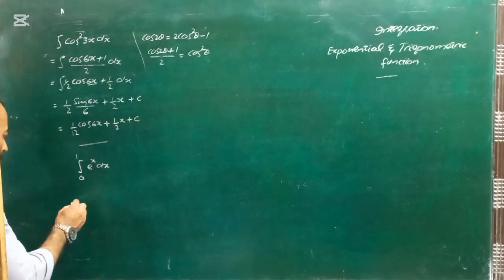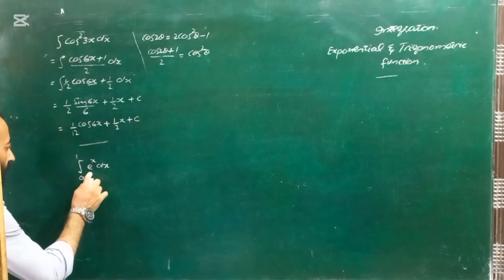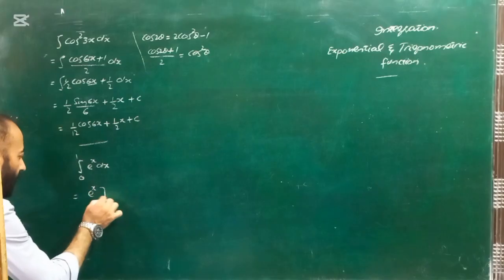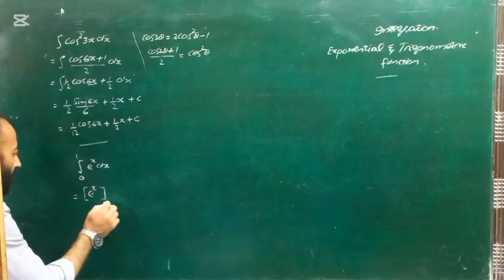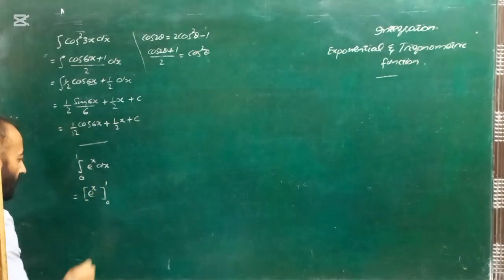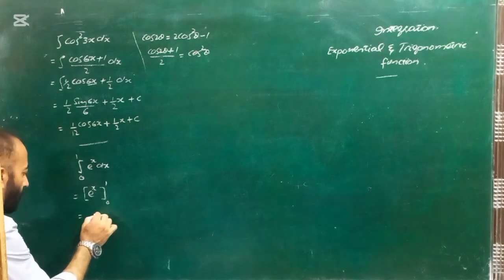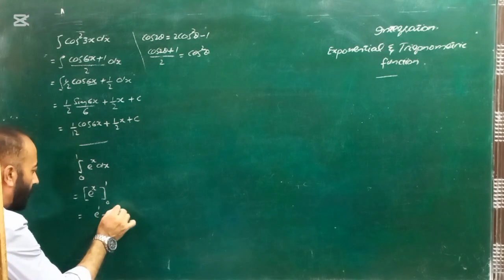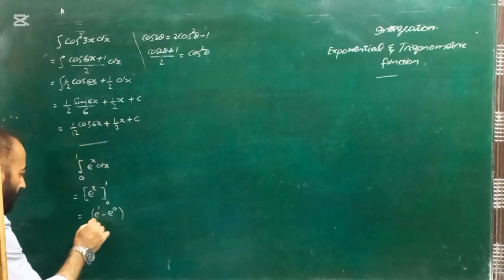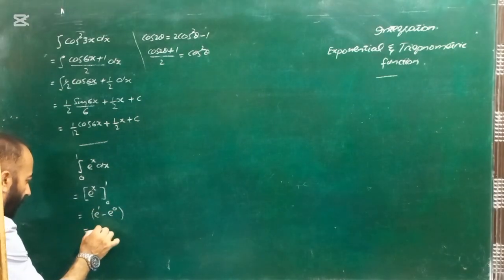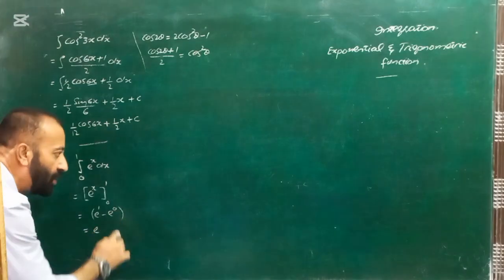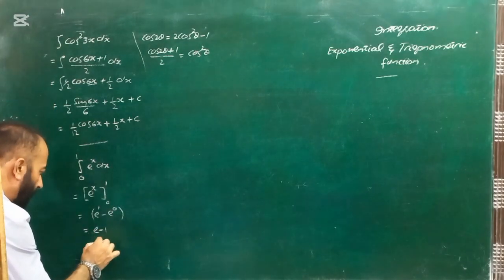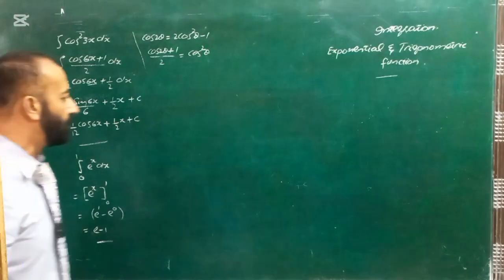So look, now the same method will be applied. e^x integral is e^x, and limit are here, that is 0 to 1, and then upper limit minus lower limit. So e^1 minus e^0 is applied. So e^1 is e, and e^0, anything which is having power 0, answer is 1, so minus 1. So this is the answer.